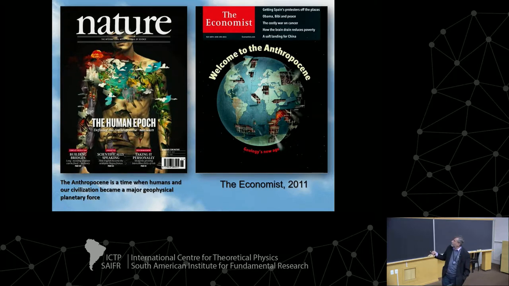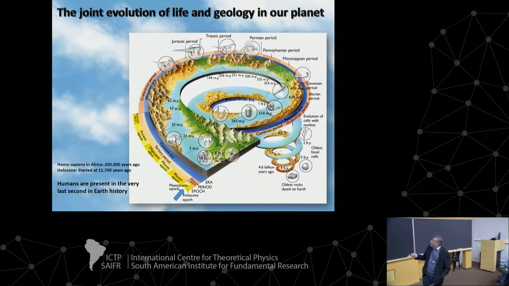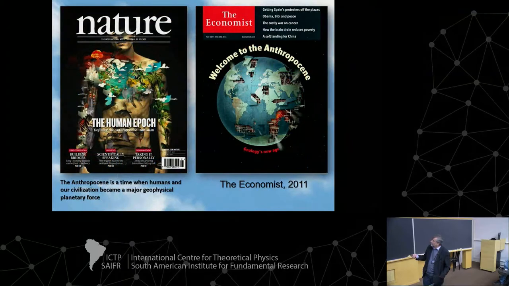This is one of the covers from Nature defining the Anthropocene. That's a new geological epoch, a time when humans and our civilization become a major geophysical planetary force. It's a very strong phrase defining the Anthropocene. And one important point, going back here, is that the Holocene, the geological time we're living in right now, has a very strong characteristic over the last 12,000 years: a very stable climate. This is what allowed us to develop agriculture, as we know it, and take over the planet. And now we are a major geophysical planetary force.